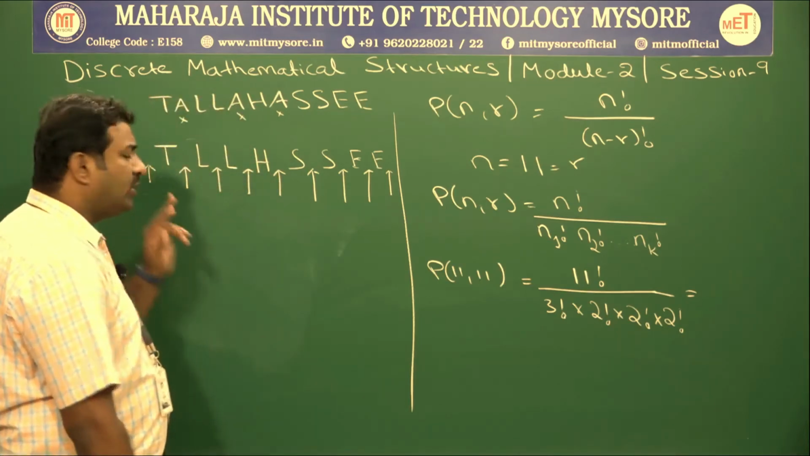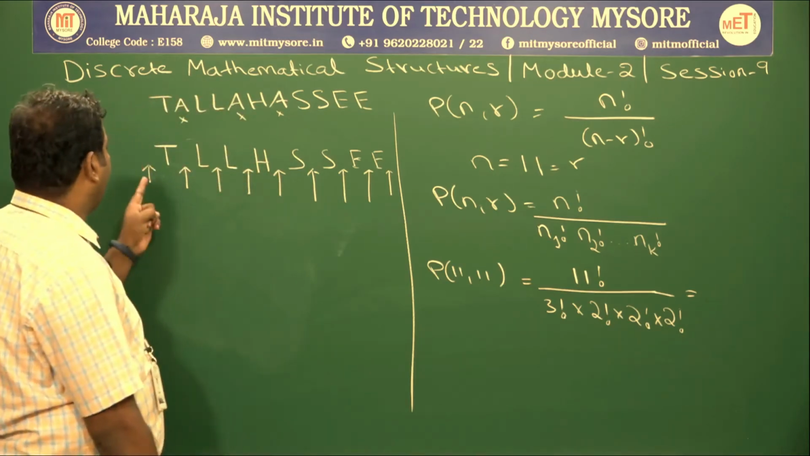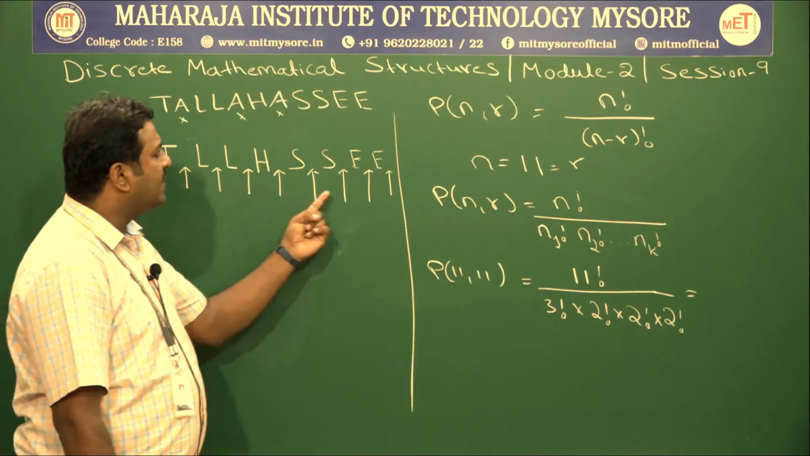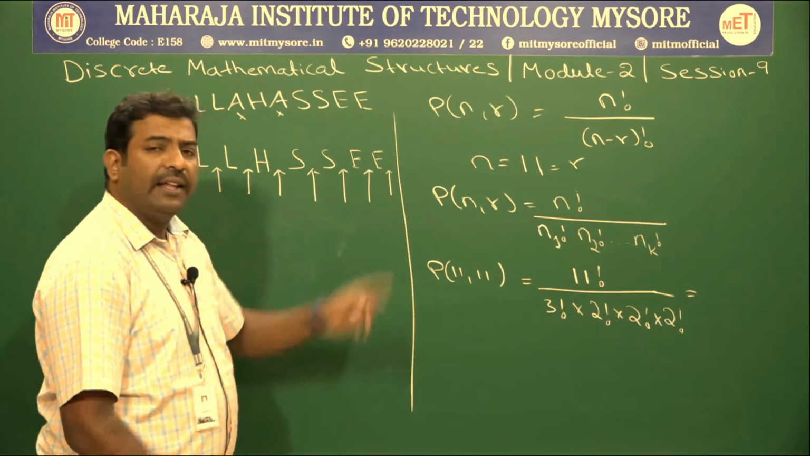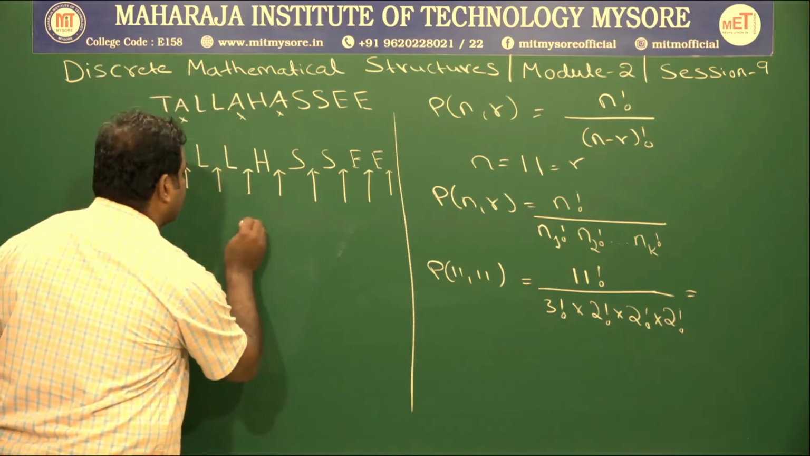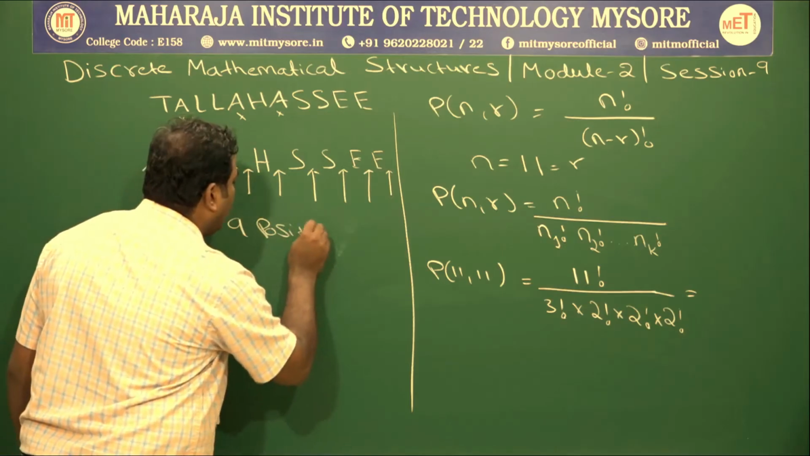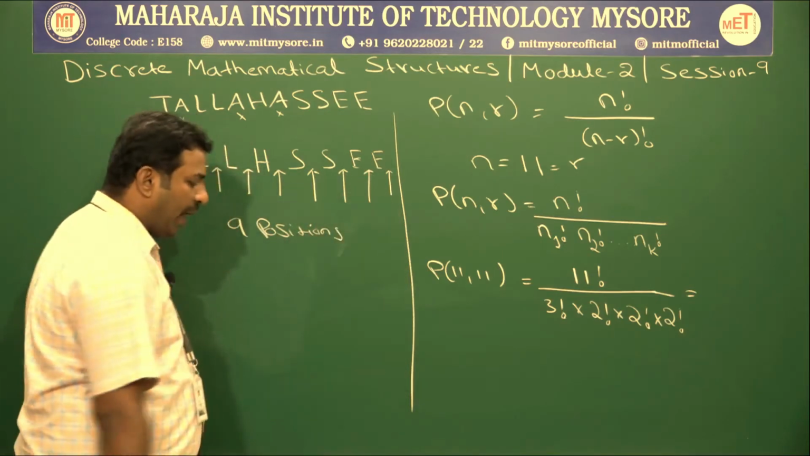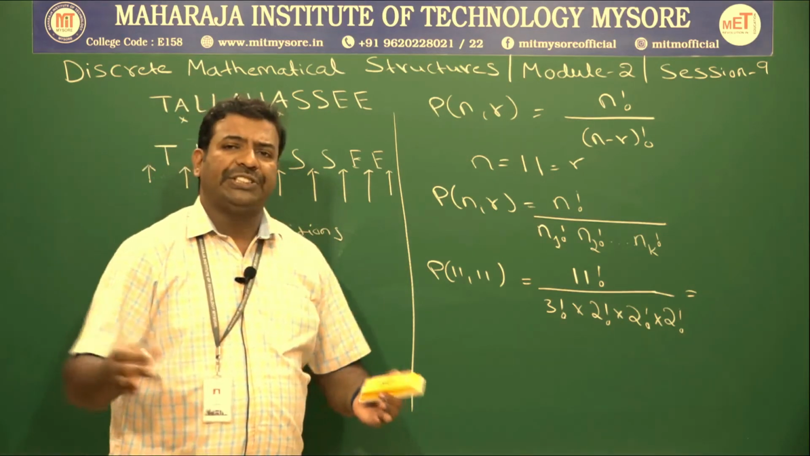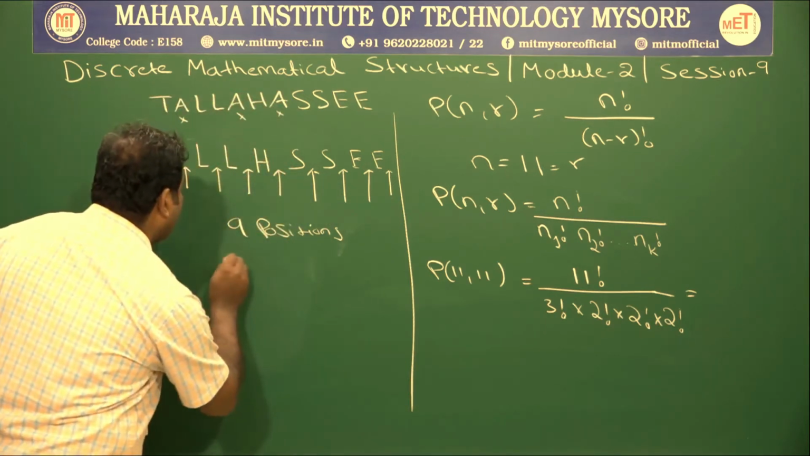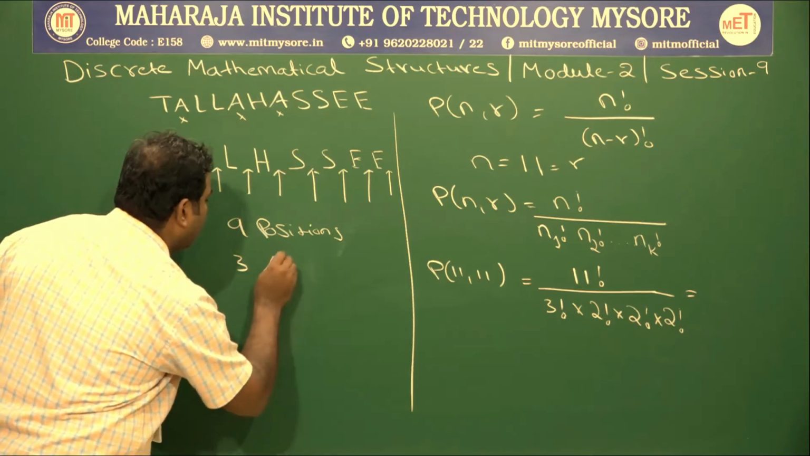Fine. So now just see how many positions are available. 1, 2, 3, 4, 5, 6, 7, 8, 9. There are 9 positions, which is going to help me not to have adjacent A's. Fine. And how many A's are there? There are 3 A's.